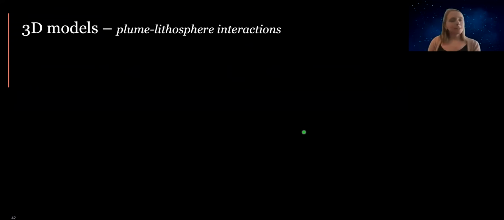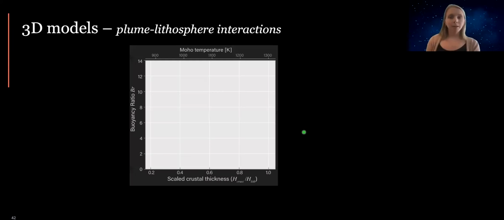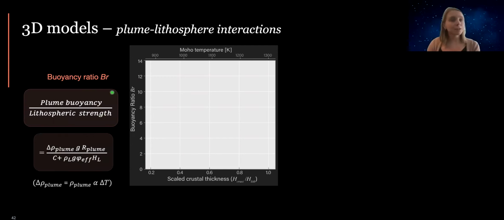So we really detected these very different behaviors and types of plume lithosphere interactions in our corona models. And this strongly depends on two factors in our numerical study. And this will be plotted in this graph. So the vertical axis here marks the buoyancy ratio. And this is basically the ratio of plume buoyancy over lithospheric strength. And the formula that we've used is written here below.